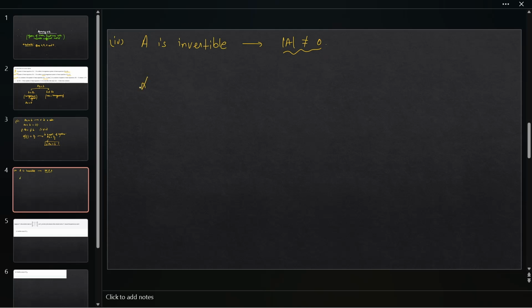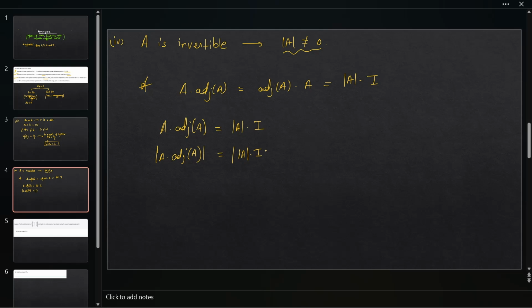We know this really important property of matrices that says A times adjoint of A is equal to adjoint of A times A, which is equal to determinant of A times I. So we can pick any equation from here. I'm going to pick A times adjoint of A equal to determinant of A times I. Here, if I take determinant on both the sides, it could be written as determinant of A times adjoint of A, whole determinant, is equal to determinant of determinant of A times I.